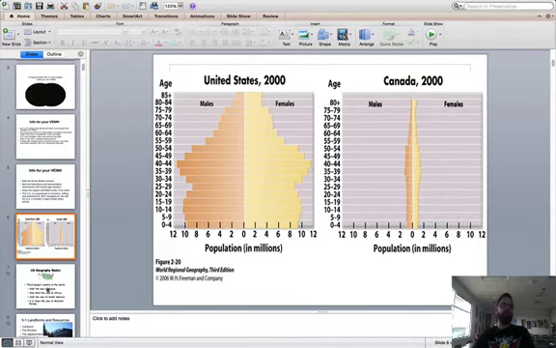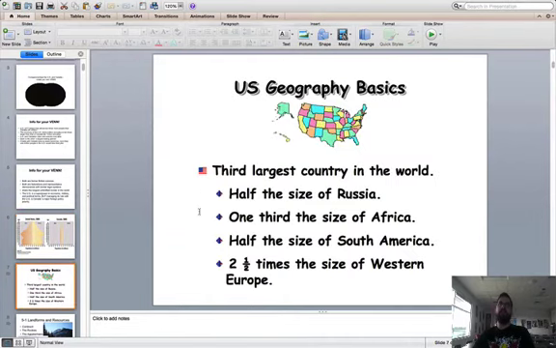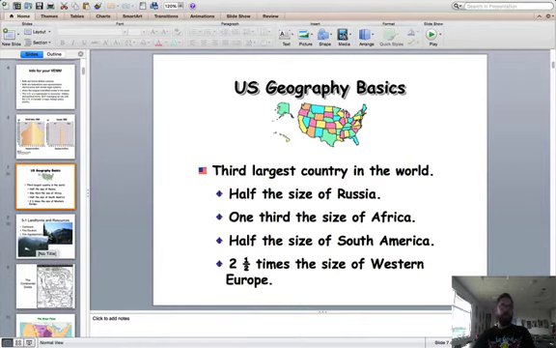But it's pretty equivalent. All right, now looking at the physical geography of the U.S. We're about half the size of Russia, a third the size of Africa, so we fit inside the Sahara Desert, half the size of South America, and 2.5 times bigger than Western Europe. We're the third largest country in the world in both population and land size. In land size, Russia's the biggest, then Canada second, and then we are third. And of course, China and India beat us on population.